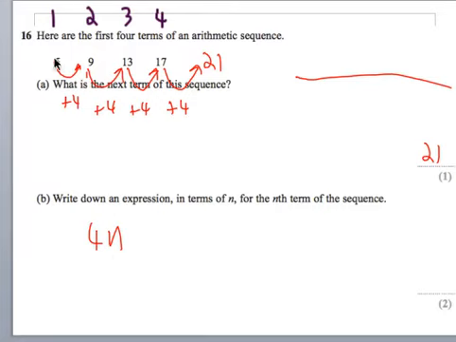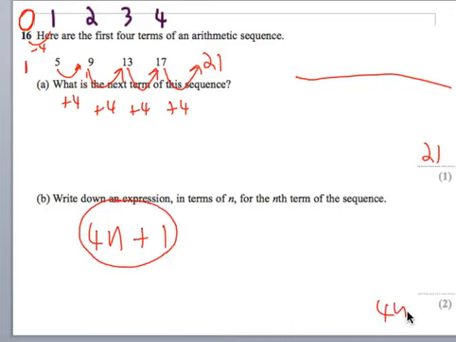Once I found my 4n, the difference between each term multiplied by n, I need to find what I call my 0 term. For the 0 term, I simply work backwards. If to get from my first to my second term I add 4, to get from my first to my 0 term I simply subtract 4. And 5 minus 4 is 1. Then all I do is add my 0 term to my expression, and I am left with an answer of 4n plus 1.